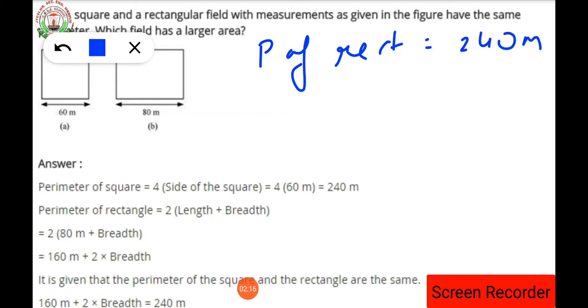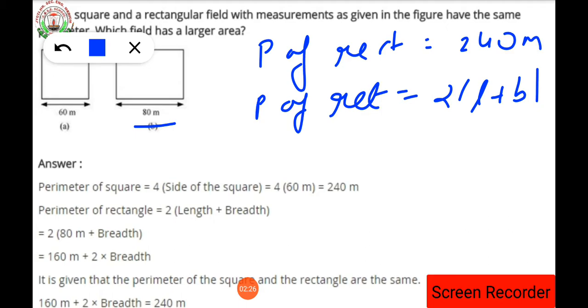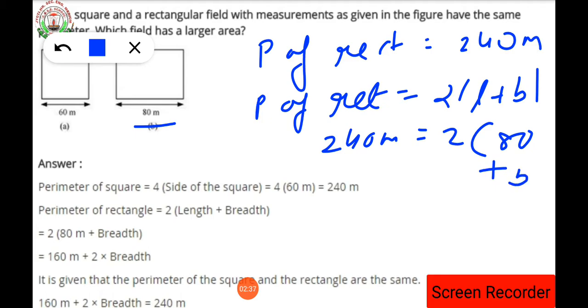Now, as one of the side lengths is given, what is the formula for the perimeter of a rectangle? It is 2 into (L plus B). This is the formula. The perimeter value we have is 240 meter. So with the help of this perimeter we are going to find the breadth. We will consider the breadth as B.